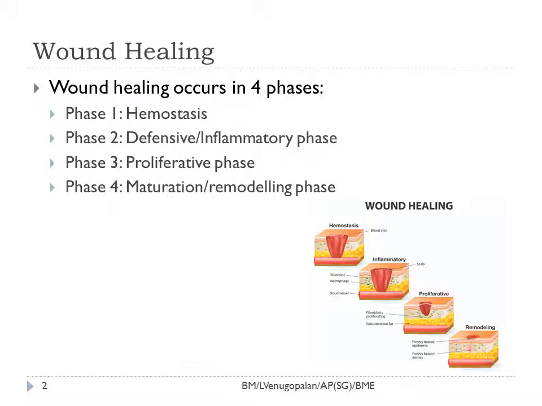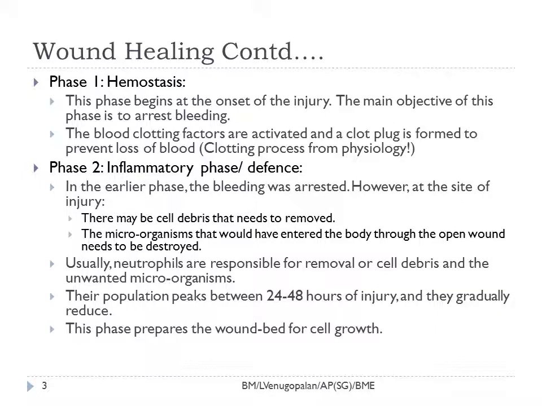So wound healing basically occurs in four phases: hemostasis, defensive or inflammatory phase, proliferative phase, and maturation or remodeling phase. So hemostasis, hemo is blood, stasis is stopping. This phase begins at the onset of the injury. The injury here is a wound that we have created to place our biomaterial, to make our implant. The major objective of this phase is to arrest bleeding.